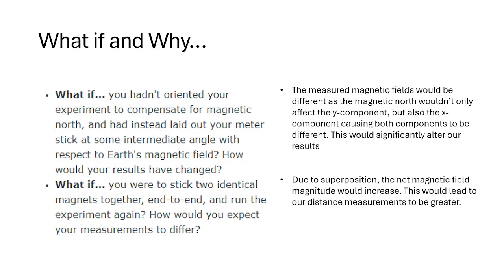And then for the what if: what if you were to stick two identical magnets together end to end and run the experiment again, how would you expect your measurements to differ? Well, due to superposition, the net magnetic field magnitude would increase. This would lead to our distance measurements to be greater. And that's it.